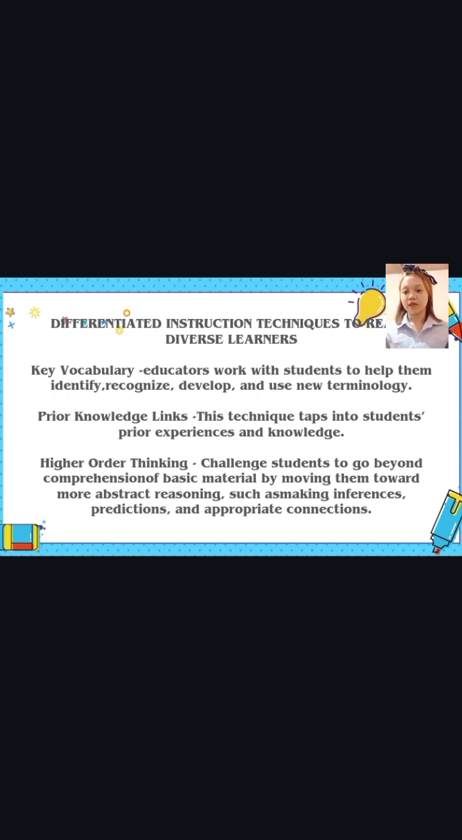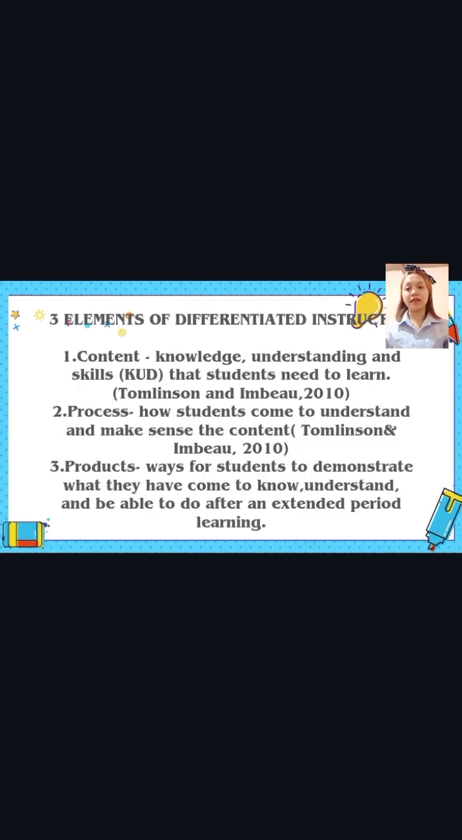And then that's it. So the next one is called higher order thinking. So be accomplished using group questioning or a more formal assessment. So that's all. And these are the three elements of differentiated instruction.